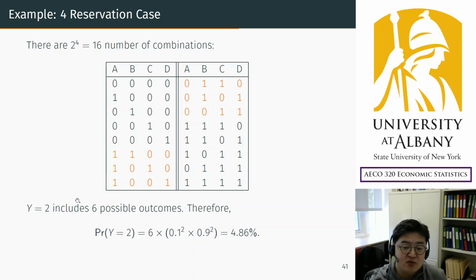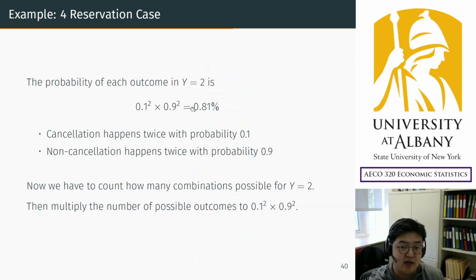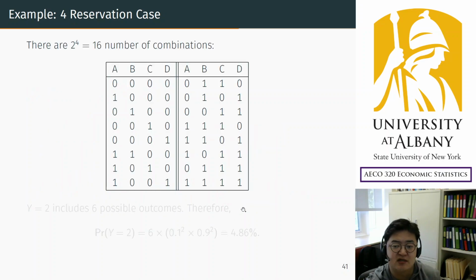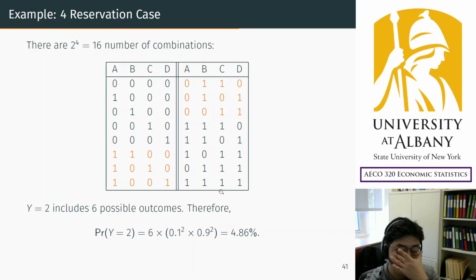Okay? So then the answer is 4.86%. You have to multiply the number of combinations, 6, by this probability. There are 6 such outcomes, and each outcome has this much probability. So the answer is D, right? 4.86% is the correct answer.